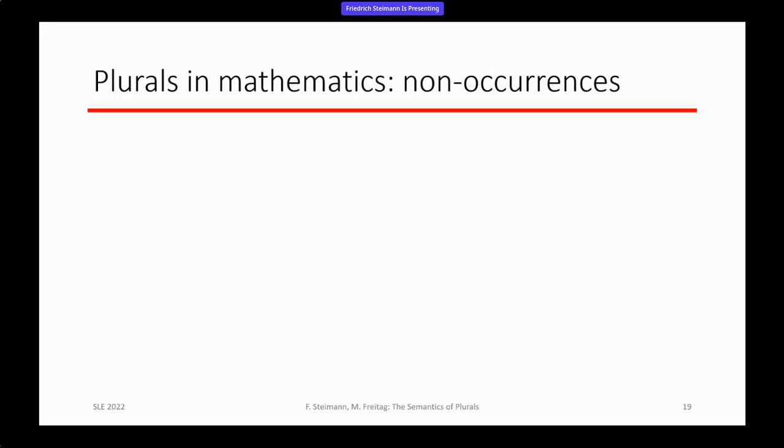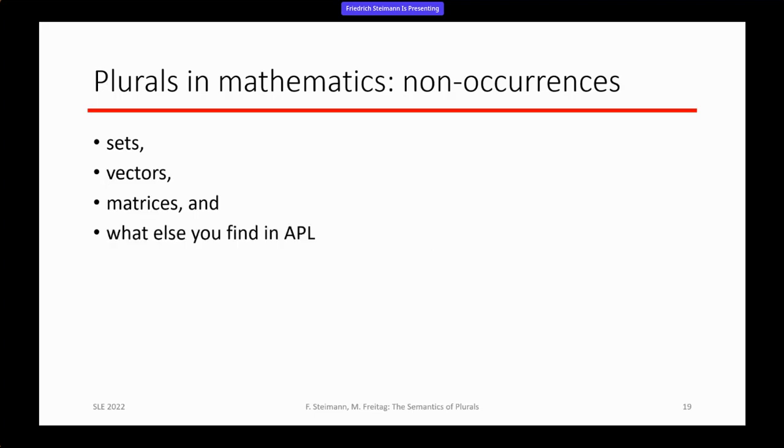We also have many structures in mathematics that appear to be plurals, but are actually not. For instance, sets, which I just mentioned, but also vectors or matrices, and basically everything that you find in APL. I put this in because people always come with, but APL has it all. Yeah, it has it all, but these are not plurals. All of the above are reifications. They are single mathematical objects that reify a plural. And reification of a plural means turning it into singular. And because it's a singular, you can use all of mathematics that you can use for other singulars to work with them, which is very convenient, but this is not what we're looking at when we look at plurals.